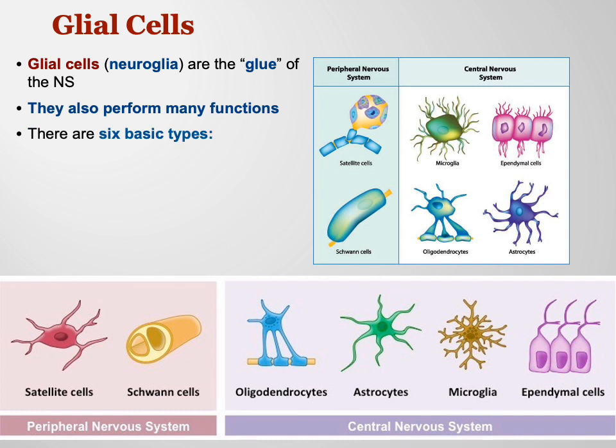So there are 6 basic kinds of glial cells. Astrocytes are found only in the central nervous system. Astro means star. So look at the bottom illustration there. See how the astrocyte is shaped kind of like a star? Yeah, they're the star cells. They're the stars.